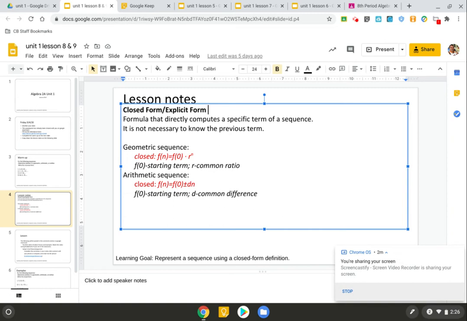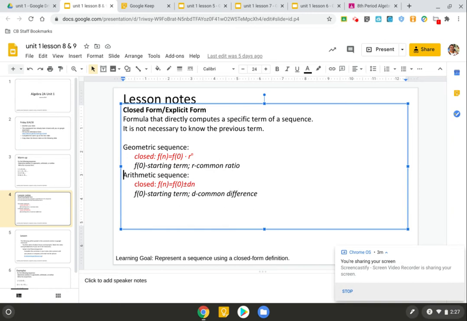These two formulas right here are the ones we're going to use for the closed or explicit form, depending on whether the sequence is geometric or arithmetic. If it is neither, there isn't a shortcut, so we're only going to focus on geometric or arithmetic sequences. You can see this is a formula that we plug into to figure out the closed or explicit form. And all we need are two pieces of information.